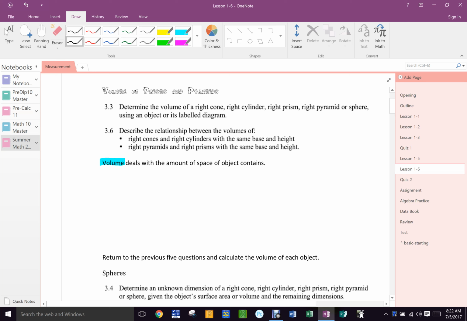Volume deals with the amount of space an object contains. Now, surface area is only the outside, right? So the surface area of this thing that I am holding is that circle, and once around to the paper towel, right? Everybody with me? That's it. 2 dimensions, 2 dimensions, 2 dimensions. Area is always 2 dimensions because it's only length and width.